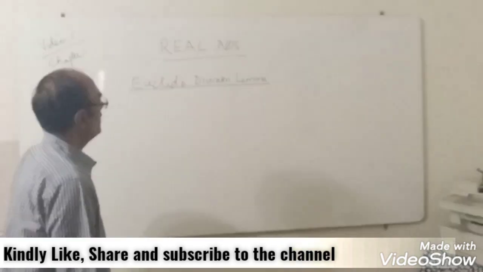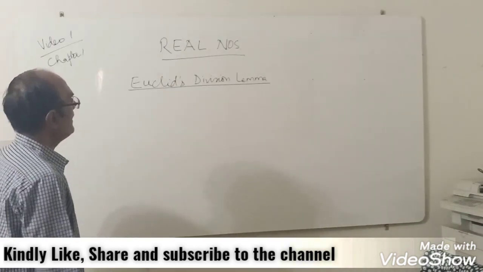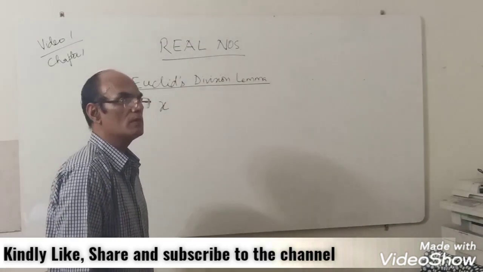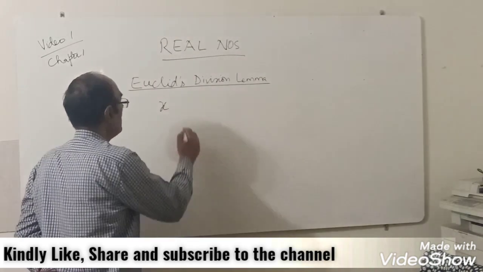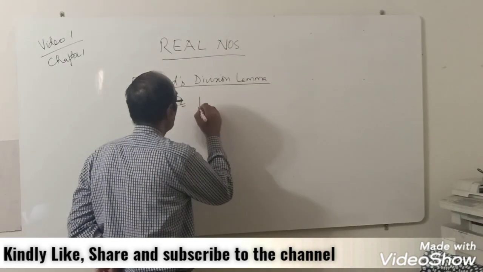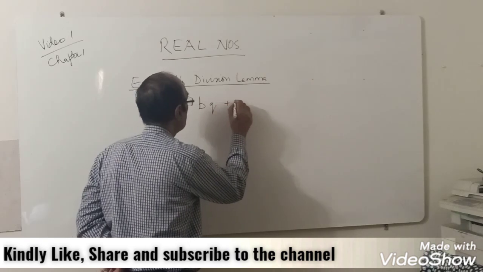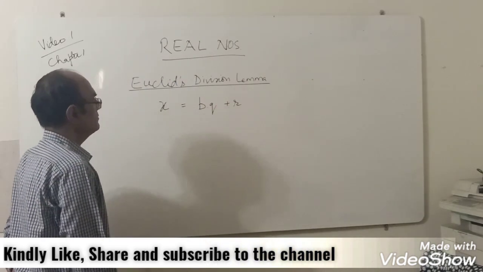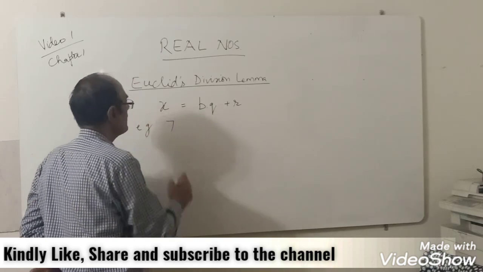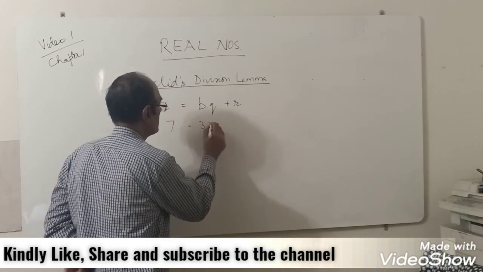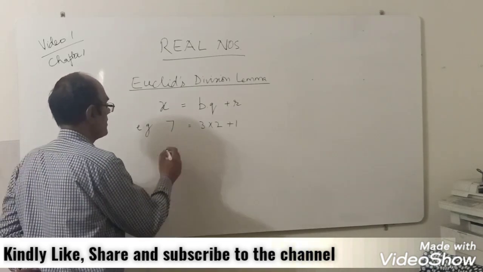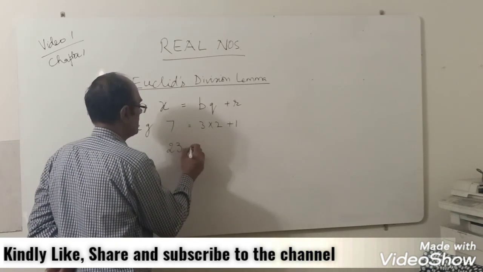In plain words, Euclid's division lemma states that if there be a number x, any natural number x, it can always be represented in the form of b into q plus r. For example, say 7, 23.